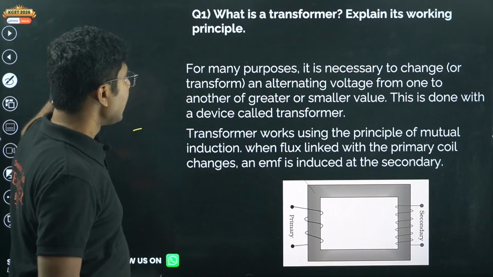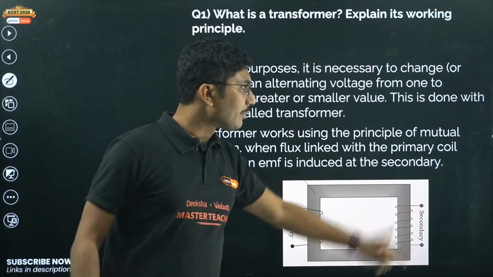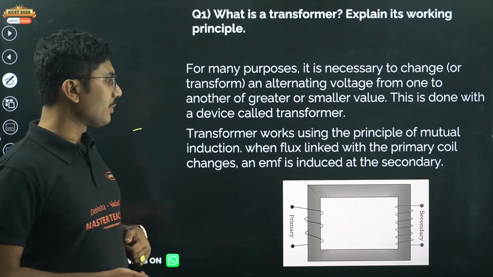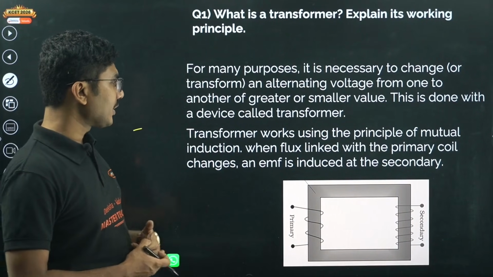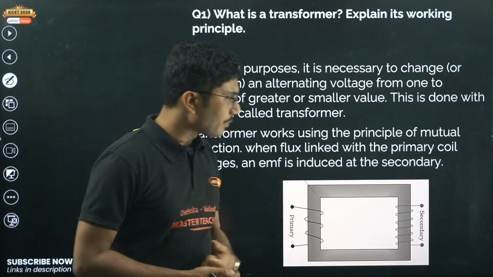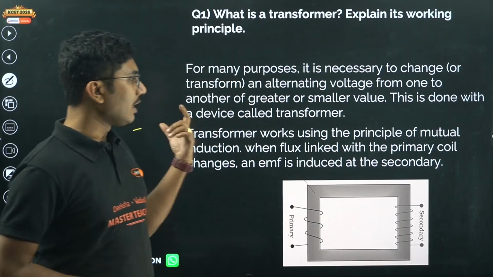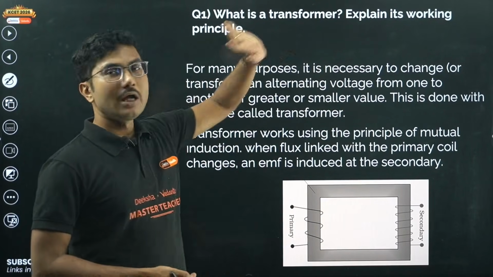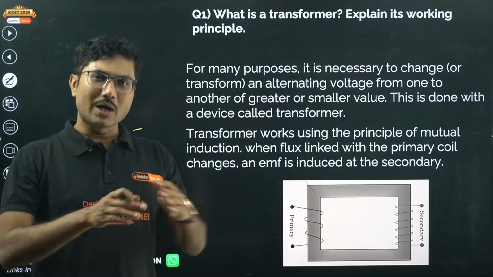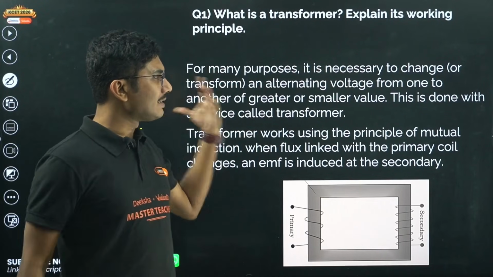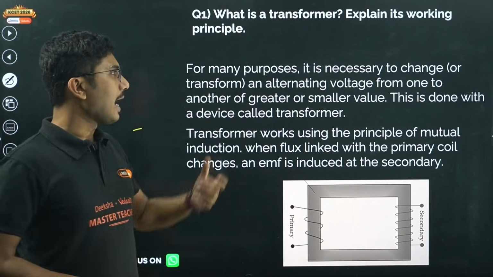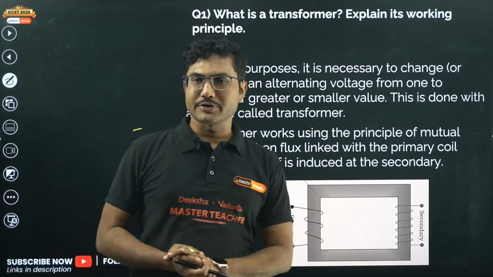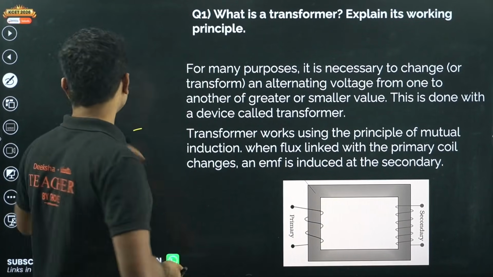Next, a transformer works using the principle of mutual induction. When flux linked with the primary coil changes, an EMF is induced in the secondary. This is the basic working principle. You don't need to explain NS, NP. If you want, you can do that, but otherwise this is the basic simple explanation and definition of a transformer. You can add the diagram of a transformer for enhancing your answer.